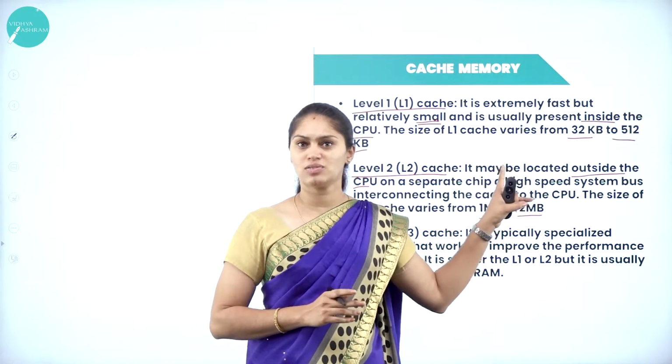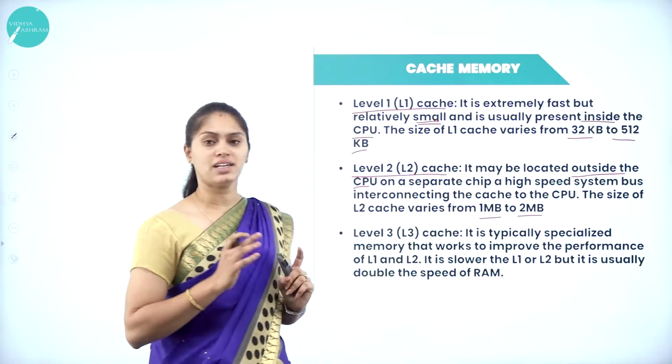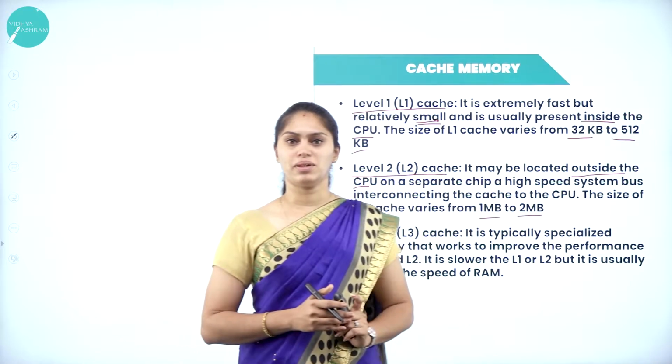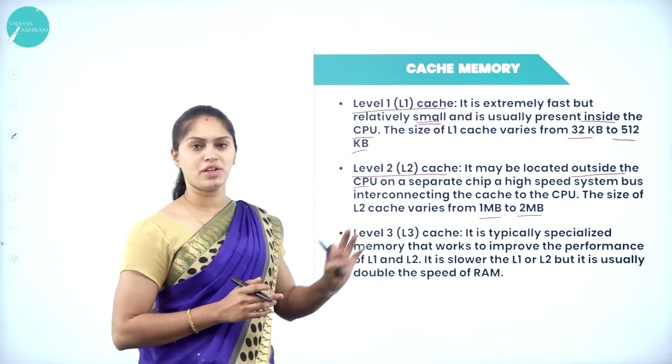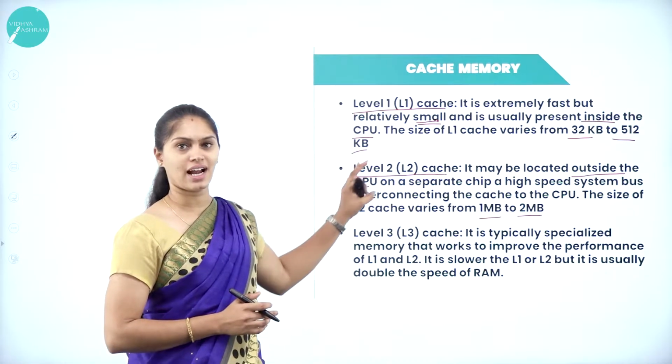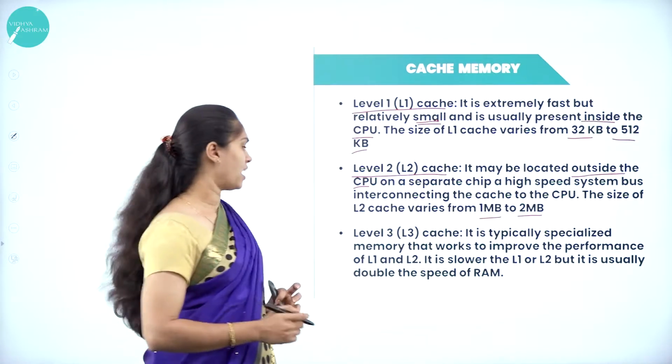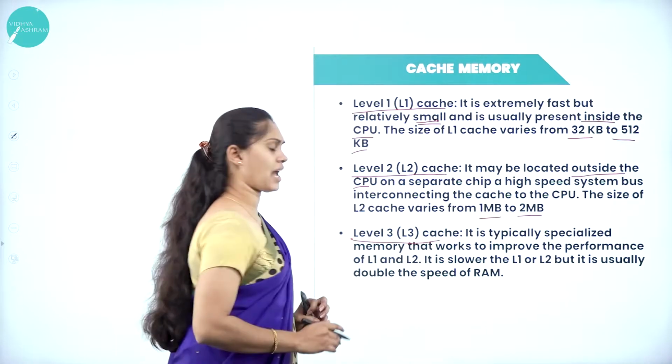Then what is the size of that L1? That varies from 32 KB to 512 KB. Coming to L2, that varies from 1 MB to 2 MB. That is regarding L2. At last we have another level, that is level 3 cache.